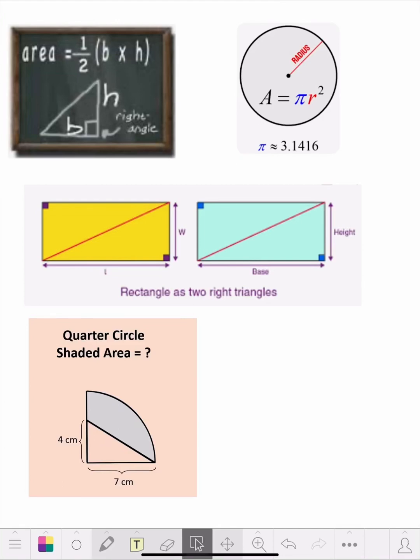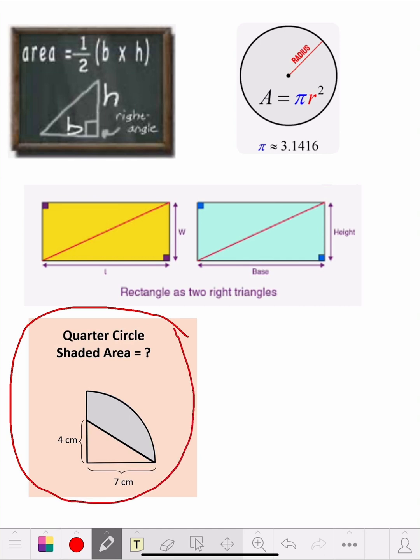The problem they gave us today is a quarter circle, and they want to know what the shaded area is. I think we can do this. Let's get this pen going. I'm going to leave it to red ink, I kind of like that. Okay, so this is the problem. I think we can do this.